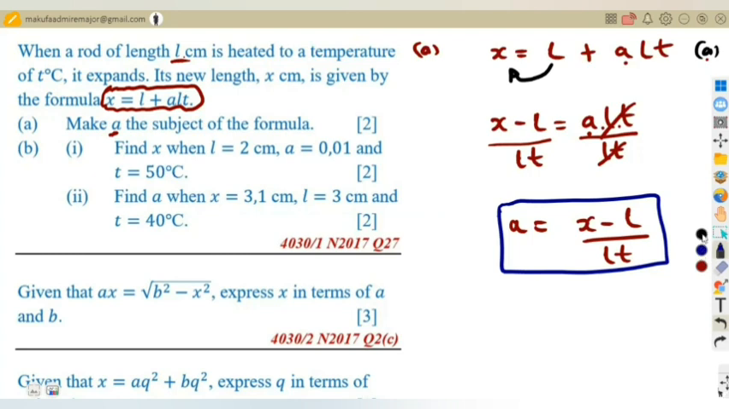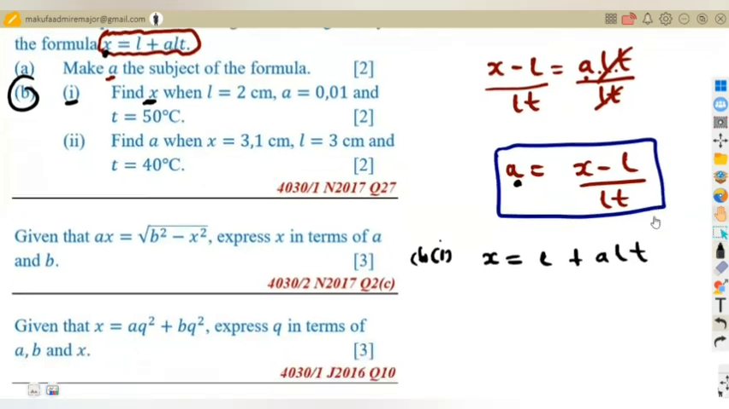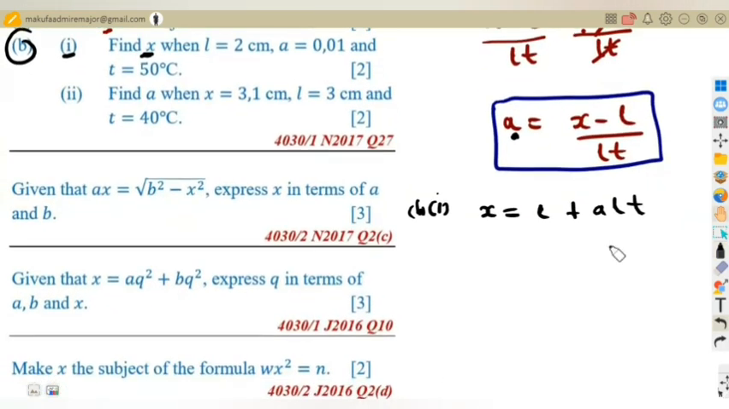Then let's check item B1. Find the value of X when L is 2, A is this. So this one is just a matter of substituting. When we are calculating X, it's best to substitute here because X is already the subject, than to substitute here because this one is A, which is the subject. So for item A, it was best to substitute into the original formula because there X is the subject already. So we are simply substituting the values that we are given here.